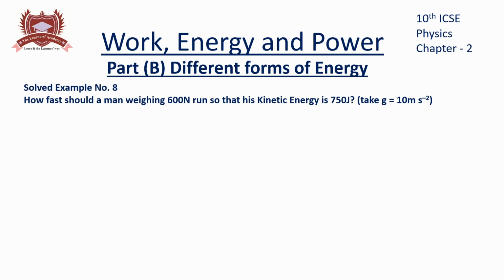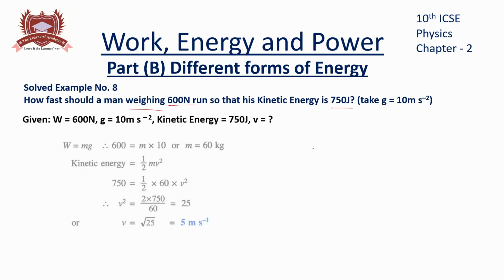Now, this is example number 8. Again, this is also a solved example. It is talking about how fast should a man weighing 600 newtons run. So we have a guy whose weight is 600 newtons, and he is running. So the kinetic energy is 750 joules. Now generally mass is given in kilograms, here the weight is given in newtons, and here gravity is 10 meters per second squared. So let's see how we can find it.